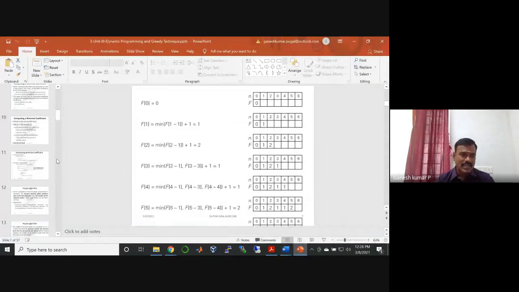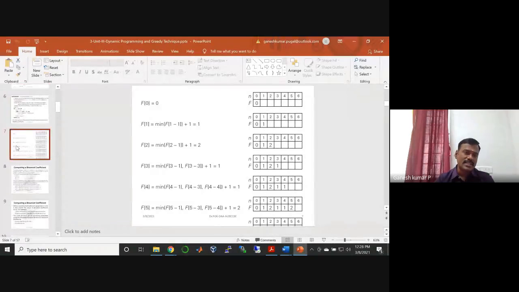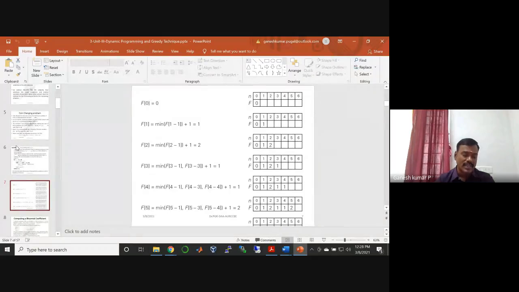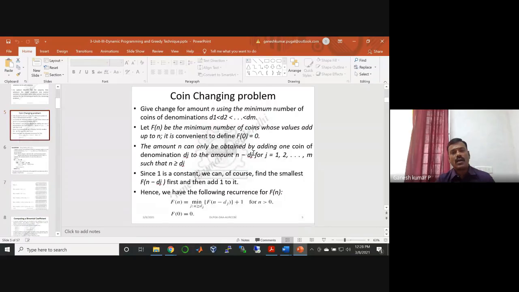I will share this presentation with you. From this basic presentation, you can understand how to solve that basic question in order to understand this idea. See, there are six possible solutions. In the coin changing problem, you have many denominations. Say, for example, you have to provide 10 rupees with the denominations 1 rupee, 2 rupee, 5 rupee. You have to make up the 10 rupees with the minimum number of coins. So you can go for one 5 rupee coin, one 2 rupee coin and one 1 rupee coin. Put together, that gives you 10 rupees, right?